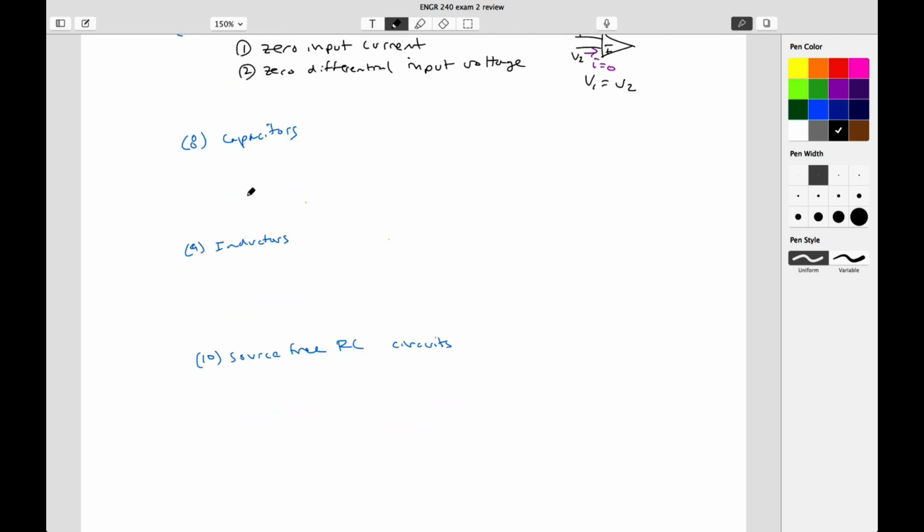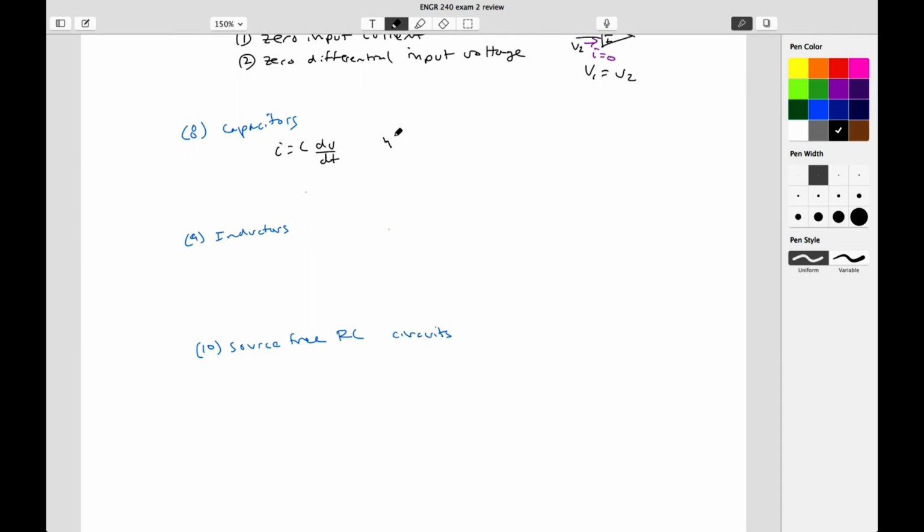Capacitors, what we want to remember about capacitors is that I is equal to C dV dt, which means that V is equal to the integral of I times 1 over C. Okay, and these combine in a specific way. They combine where parallel add, series are like parallel resistors.